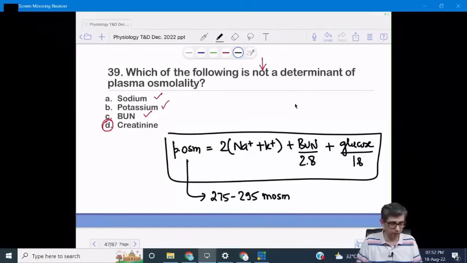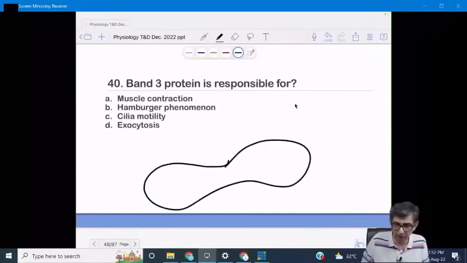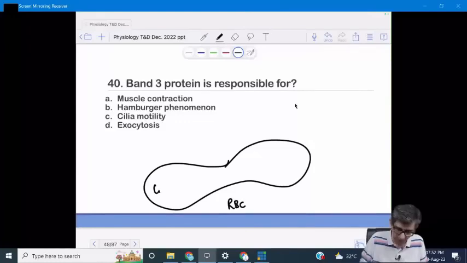39 is D. We move to 40. Band 3 protein will be responsible for which of the following? So we have this RBC. In the RBC, carbon dioxide will combine with water to form H2CO3. In this, H2CO3 will then break down to produce hydrogen and bicarbonate.